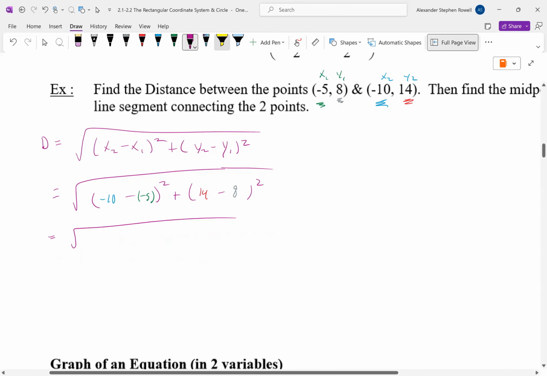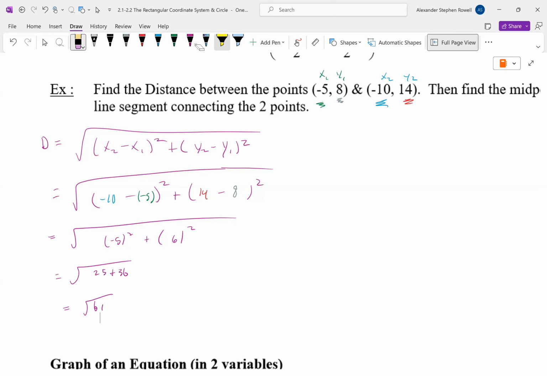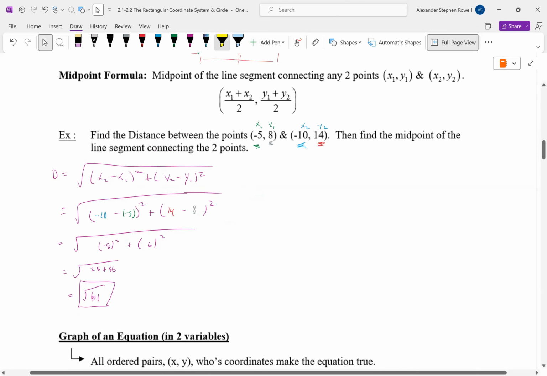The distance is equal to the square root of what squared? -10 plus 5, -5 squared, plus 14 minus 8, 6 squared. Square root of 25 plus 36, 61. Can we reduce that? I think that's prime, isn't it? All right, let's leave that as is.